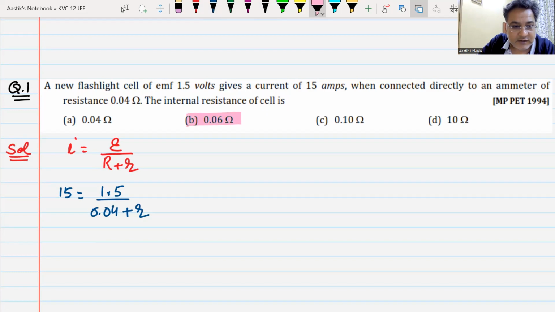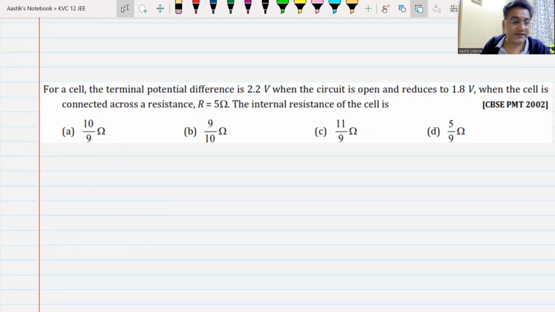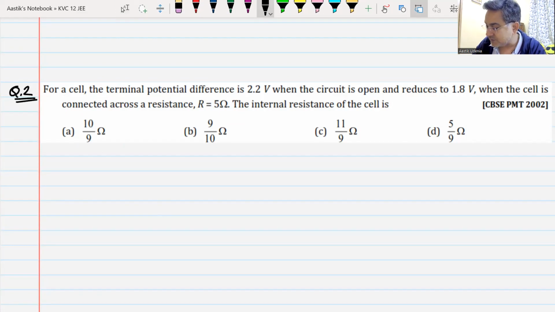Well done. Now comes this question for which I was preparing everything. This question confuses a lot of students, and I hope you can give the answer by what we have already done. For a cell, the terminal potential difference is 2.2 volt when the circuit is open and reduces to 1.8 volt when the circuit is connected across an external resistance of 5 ohms. What is the internal resistance of that battery or the cell? Question number 2 coming up for you.